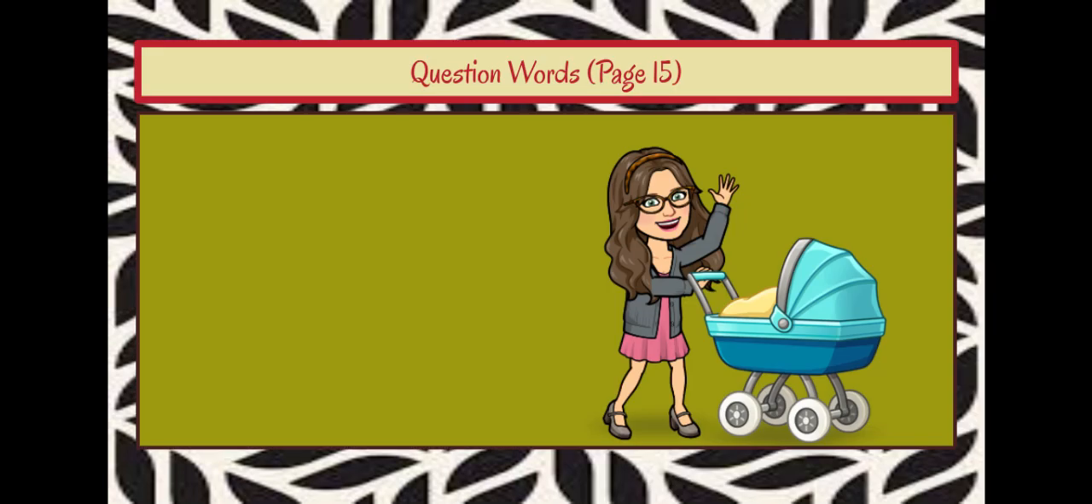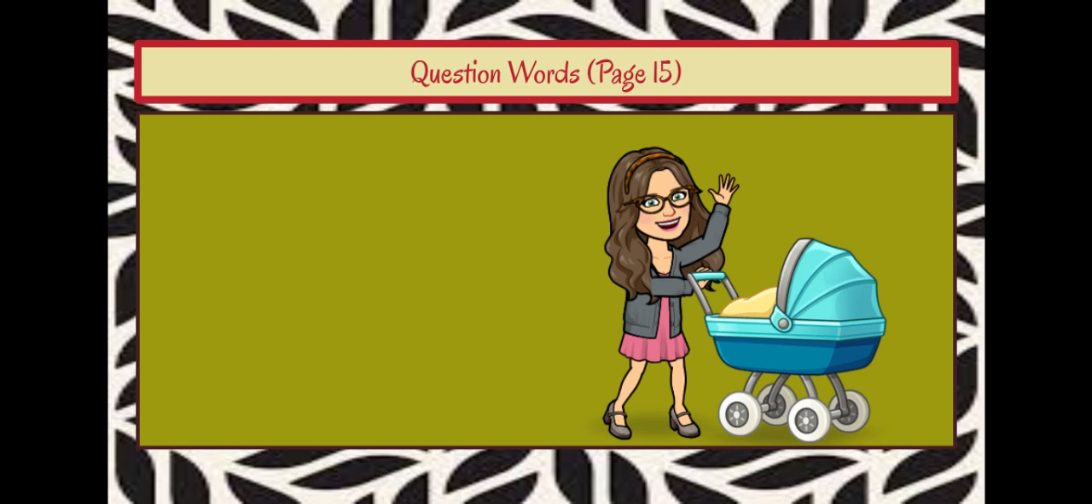Now that we have practiced answering questions, we will reverse the process. We will look at some pictures and determine whether each picture is a who, a what, a when, or a where. Then we will ask questions about the pictures. Turn to page 15 in your student books.